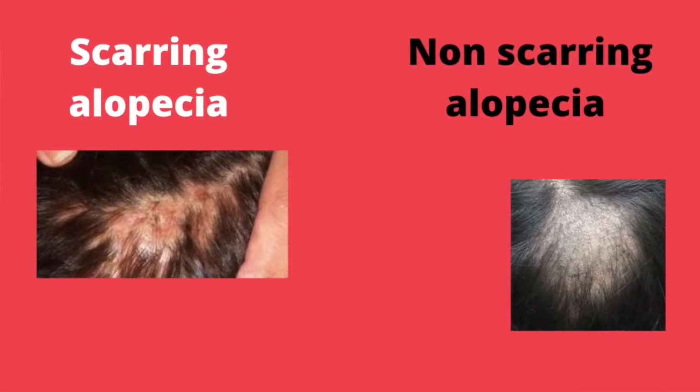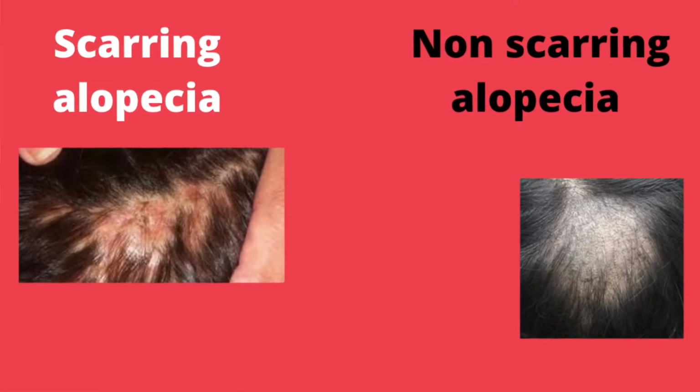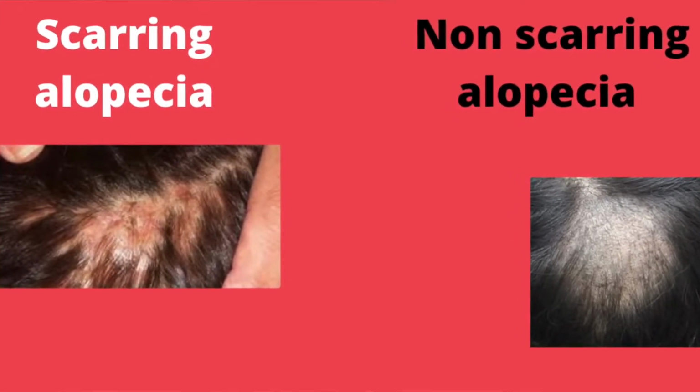So how do we dermatologists diagnose alopecia areata? Alopecia areata is a clinical diagnosis. We dermatologists classify alopecias or hair loss into two types. One is called scarring alopecia and the other non-scarring alopecia.